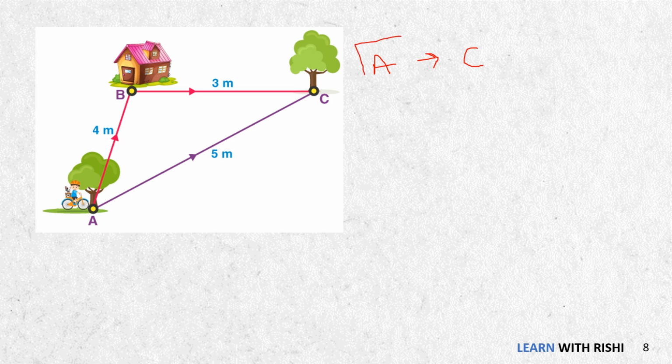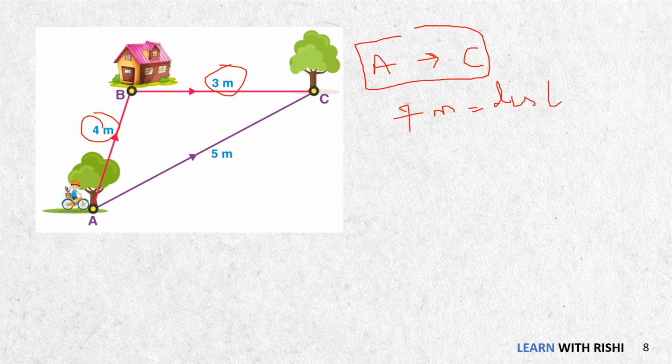His aim was to travel from A to C. His aim was not to go to B. But the actual distance traveled by him from A to B is 4 meter, B to C is 3 meter. So in total we have 7 meters. This is the distance traveled by him. So 7 meter is nothing but distance.